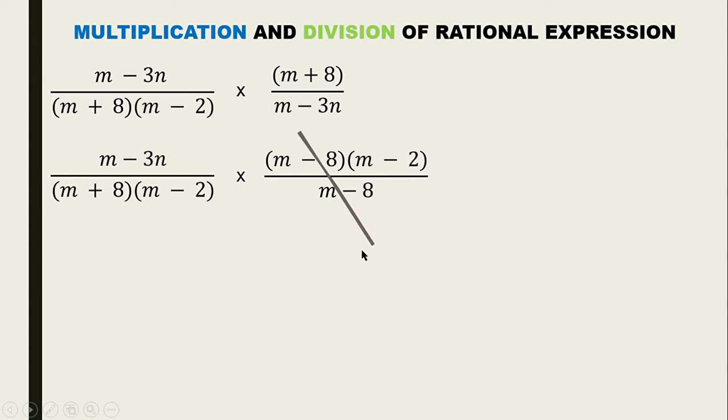Now what you're going to do is cancel the same thing. So m minus 8 and m minus 8, then m minus 2 and m minus 2. As you see, all of these already cancel, but you're going to look for the remaining ones. The remaining ones are m minus 3n over m plus 8. So that is the answer for this given.